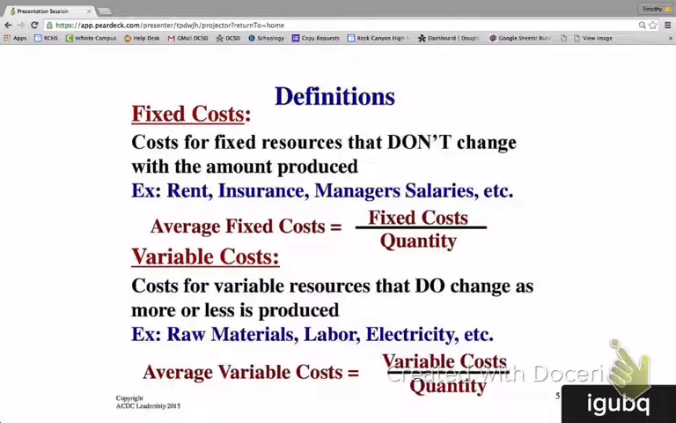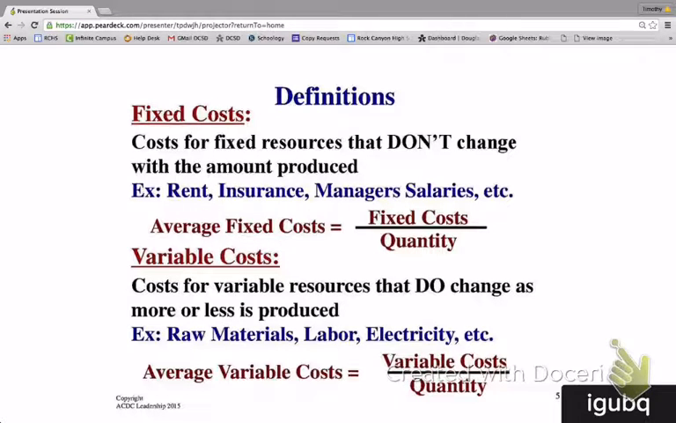When we talk about fixed costs, these are costs for fixed resources that do not change with the amount produced. In other words, these are costs that a business has to pay for even if they produce nothing. And if they increase the quantity that they produce, the cost of these items remains the same. They don't change. So a firm must always pay these costs.